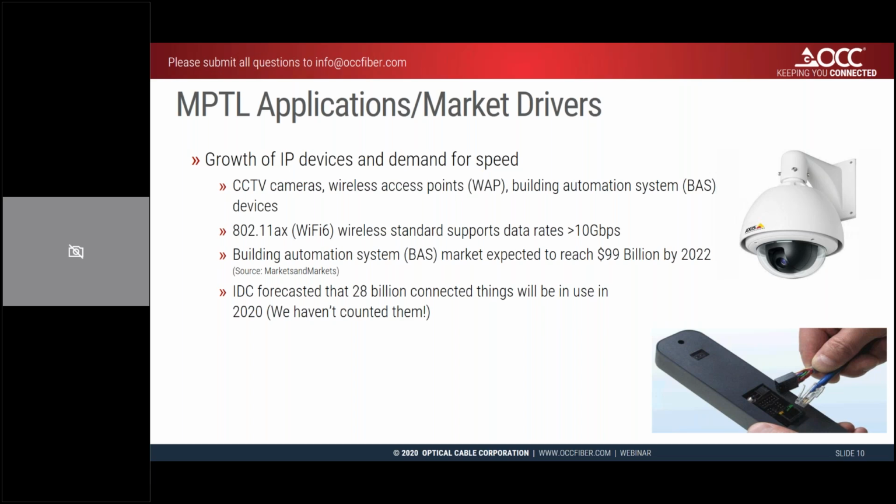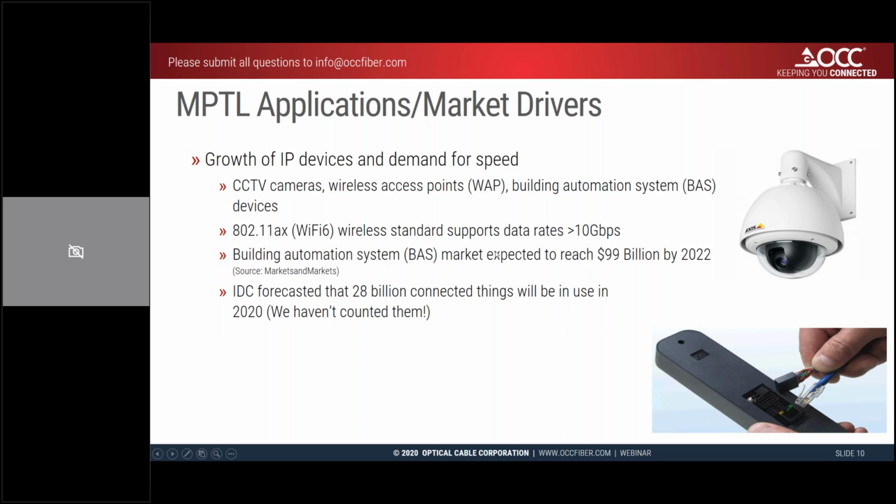So some of those market drivers, like I said, security cameras, wireless access points, building automation system devices, Wi-Fi 6, if you guys have been hearing that, that's the standard formerly known as 802.11ax. So wireless supports speeds greater than 10 gigabits per second. Okay, remember that whole Cat 6A thing.